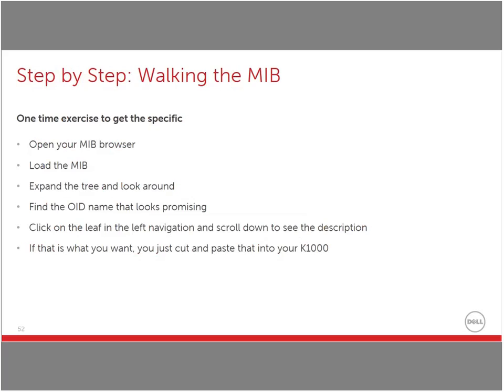What you're going to do to walk the MIB, now that we've downloaded, assuming you've downloaded iReasoning's MIB Walker, you're going to open the MIB browser and load this MIB, which hopefully you have. Then you're going to expand the tree, look around, find the OID name that looks promising, and click on the leaf in the navigation. We'll actually show you this in a second, so don't panic if you're not getting all this.